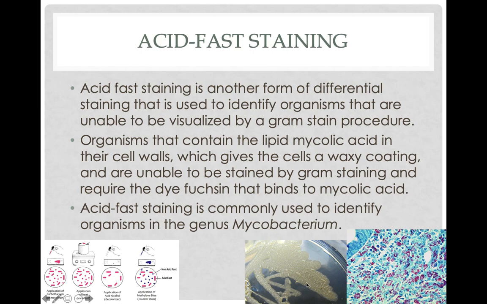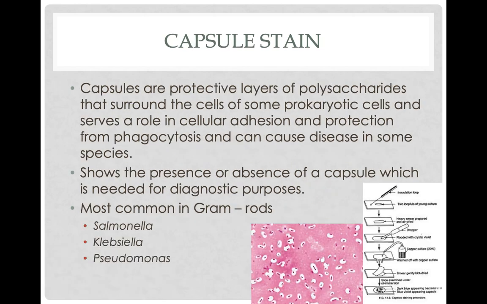So you have to use different techniques to look at the organisms when you suspect a tuberculosis infection. This is a structural type stain over here, and it looks at the presence or absence of a capsule in bacteria.